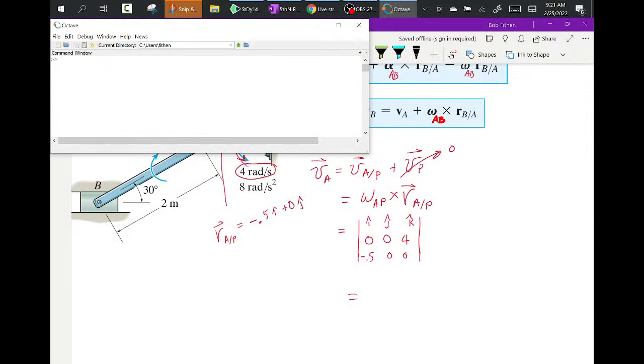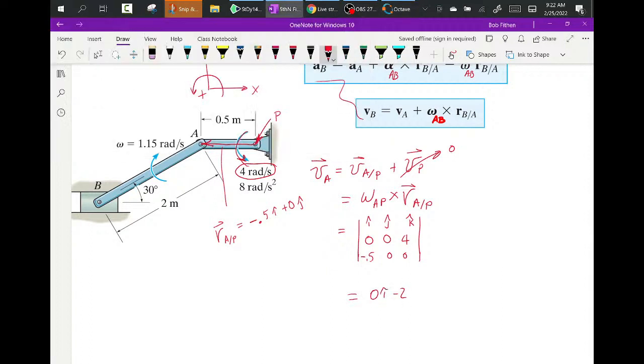We could set up a vector, omega AP, equal to a vector of 0, 0, and 4. Then we have a vector RAP, which would be minus 0.5, 0, 0. Then we could do a cross of omega AP with RAP, and we get 0I minus 2J plus 0K. How do we get that?